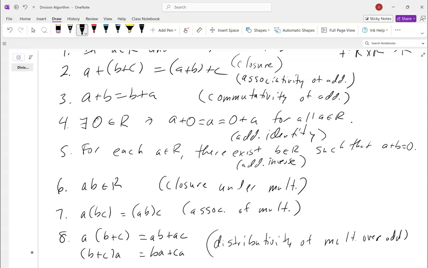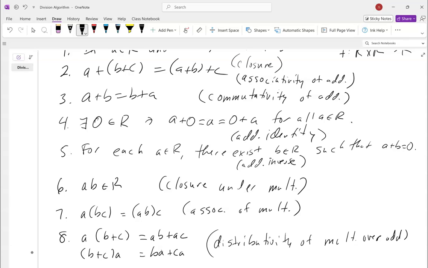The only thing we require of the multiplication by itself is the fact that it's associative. We don't require anything else for the multiplication by itself. Now, like I said, we also require that it plays nice with addition. But the only property of multiplication that we require is associativity. That's it.